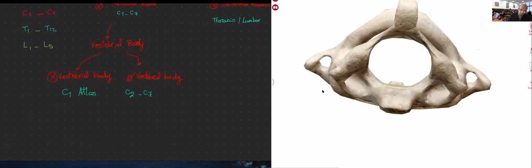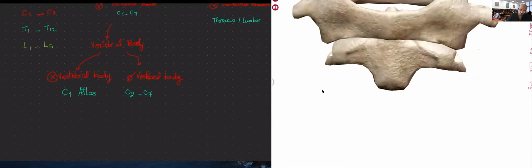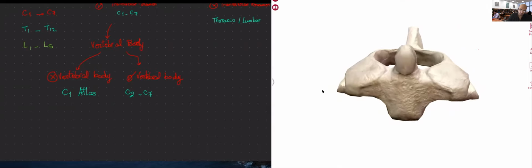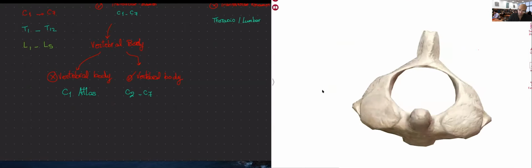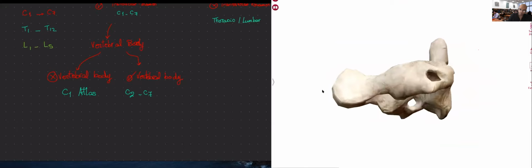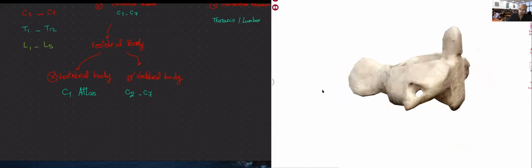All right, so what should I be looking at next? I want you to check the vertebral body for a bony eminence. So this is my vertebral body on here. Do I have a bony eminence coming up from the vertebral body? Yes or no? You see on here? A bony eminence coming from the vertebral body. We call this the dens or odontoid process. What do you think?